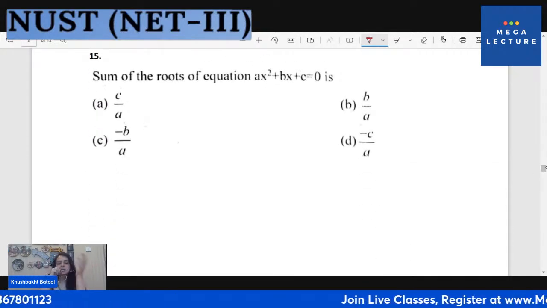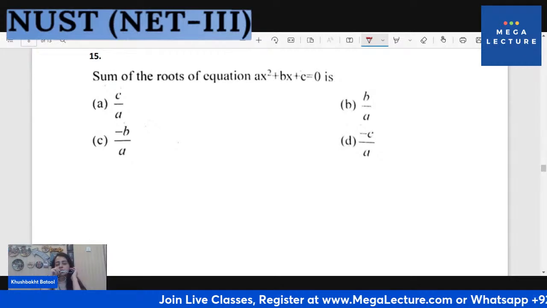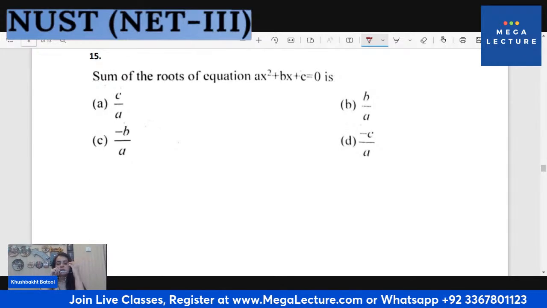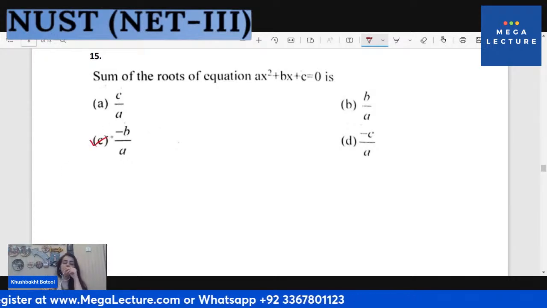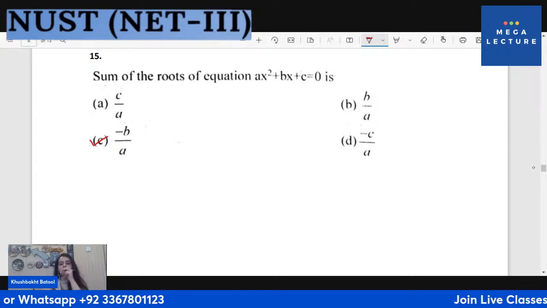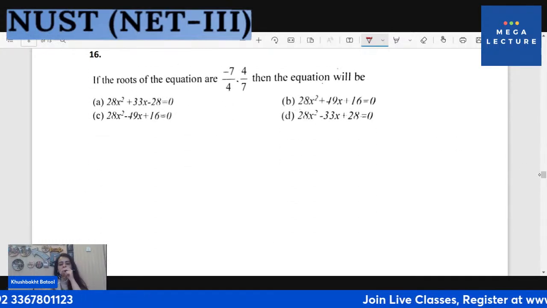Okay, now it's again simple. It says sum of the roots of the equation. It's a general quadratic equation. I've just told you. For such questions, we do minus b by a. For sum, it is minus b by a. All right, let's talk about the next one.